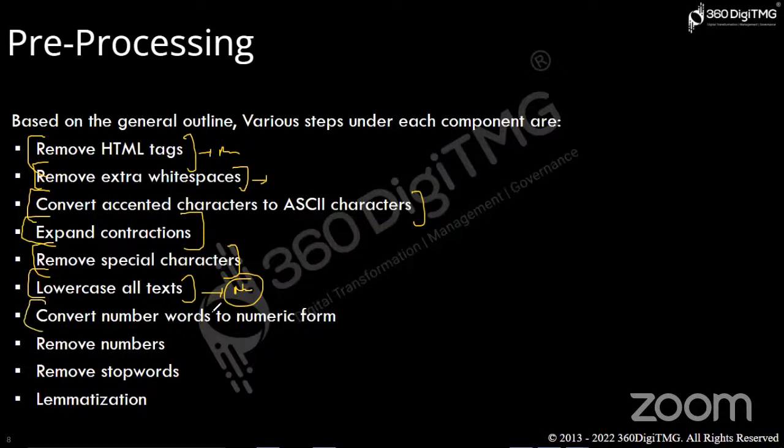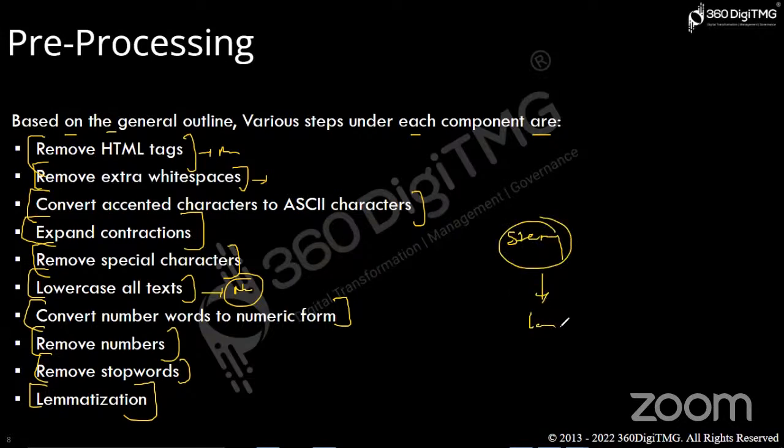We convert number words to numeric form. Remove numbers if numbers are not required. I am going to remove them. Remove stop words. There will be some connector words, right, like "the" and "each". All these are called connector words. We are going to remove all these connector words. Then we have many libraries that we are going to compare. After doing tokenization, we have different methods like stemming, and it continues with lemmatization. All these different techniques we use for preprocessing.